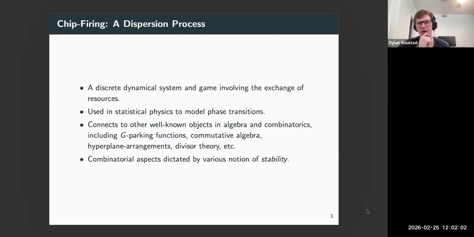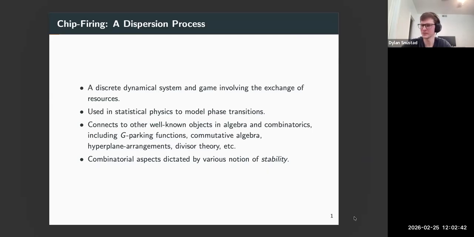Chip firing is a pretty interesting area because it ends up having lots of connections to other areas of mathematics. There's a generalization of parking functions called G-parking functions that comes up a lot. There's lots of connections to commutative algebra. You can think about interesting hyperplane arrangements that arise from this chip firing game. You can recover a discrete version of divisor theory, and you get a discrete Riemann-Roch that shows up on these discrete graphs in certain cases. That's interesting to look at.